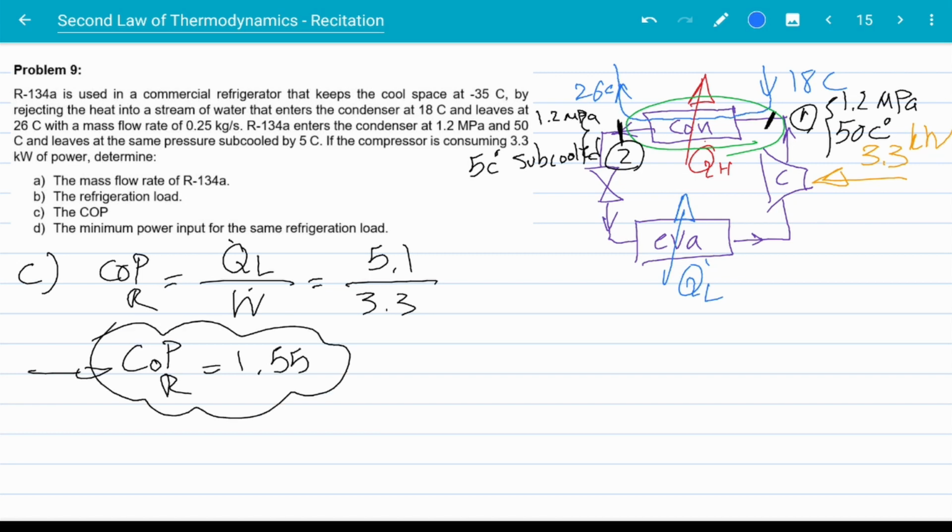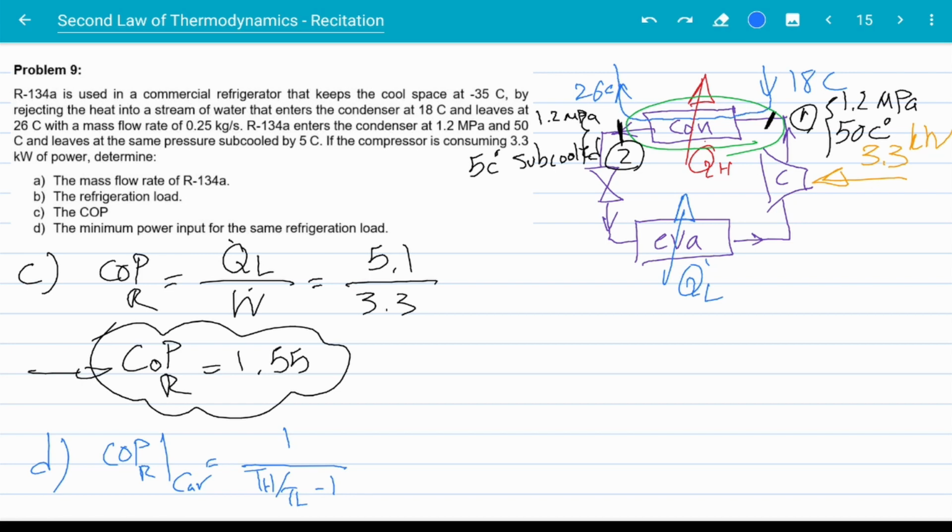Now part D asks for, again, the minimum power input for the same refrigeration load. This is like the previous problems. We are asked to find the minimum power input for a power consuming cycle refrigerator. So we are going to treat it as a Carnot cycle. Coefficient of performance of a refrigerator which is operating on a Carnot cycle is 1 over T_H over T_L minus 1.